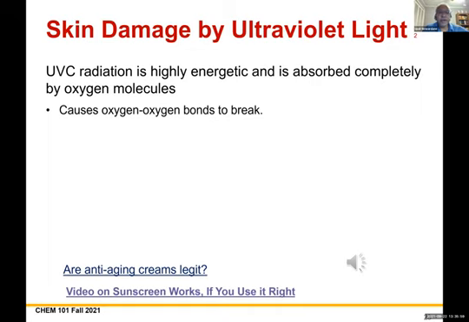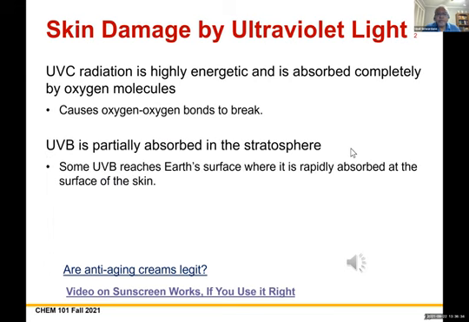There are 3 types of UV radiation: UVC, UVB, and UVA. UVC is the strongest, highly energetic UV radiation. It causes the bond to break in diatomic oxygen molecules. That also helps in the reproduction, replenishing the ozone layer.